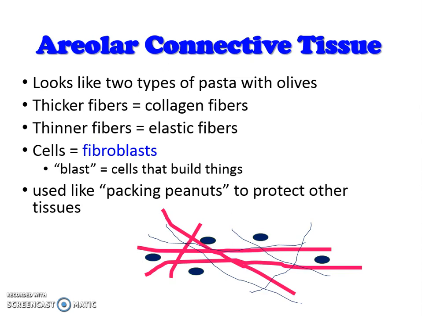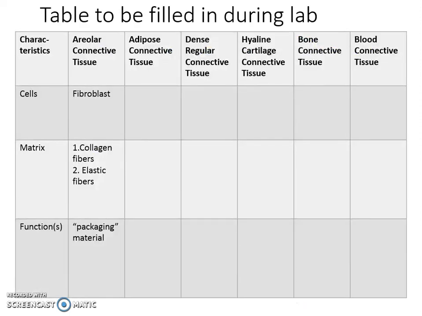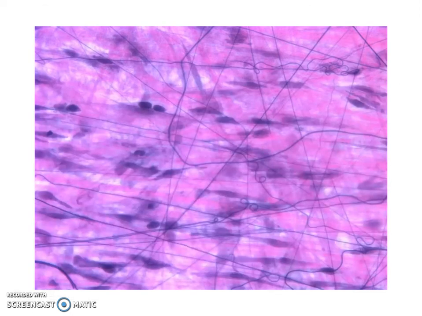And areolar connective tissue is used kind of like packing peanuts. You find this tissue in between other cells and tissues, and it's going to help provide protection to those cells and tissues. I will reference this table that can be located in lab number 2, and we will begin to fill these in as we go along.